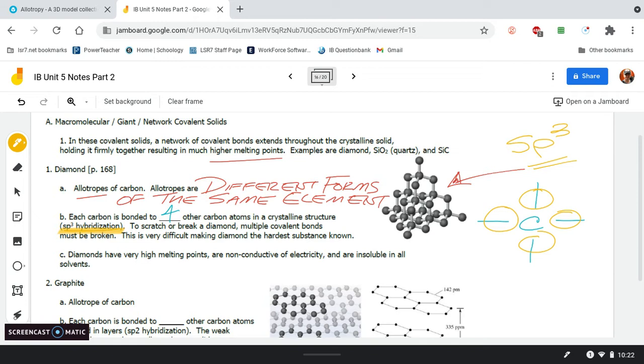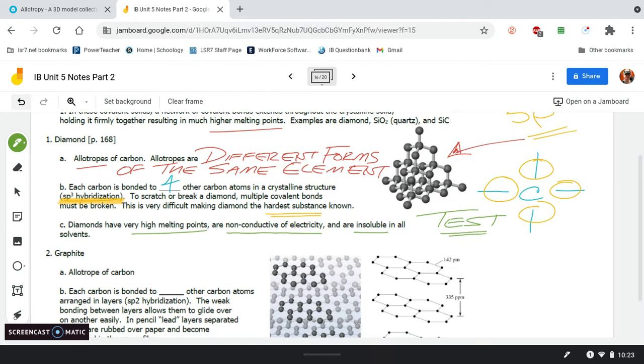Being the hardest substance known, having that hybridization of sp3, that's really good test information, because there will be some sort of test question looking at the differences in the types of carbon. Right here on C, it has a very high melting point, and it does not conduct electricity, and it does not dissolve. So it is insoluble, it does not conduct electricity, but it has extremely high melting points, and it is a very hard substance. Those are all bits of information you want to know about the diamond.